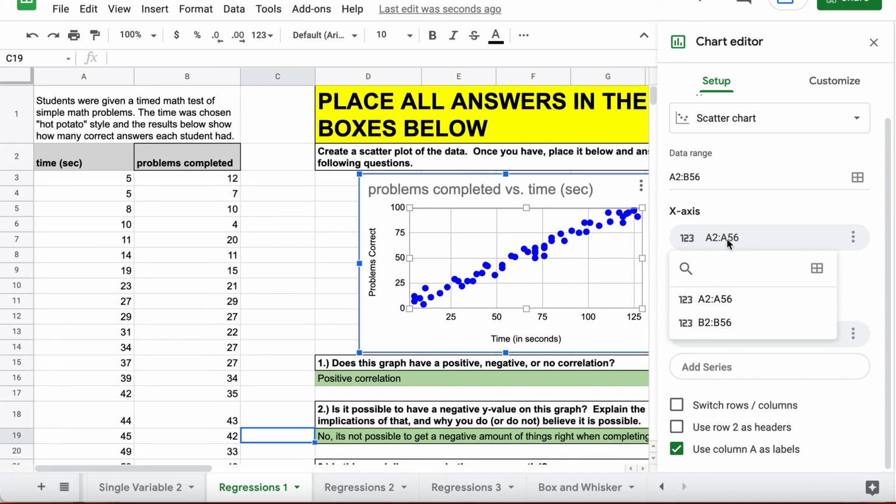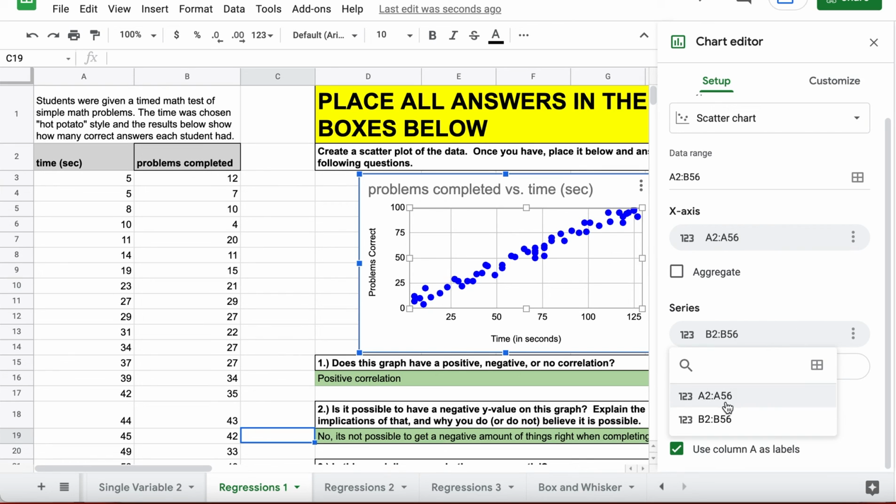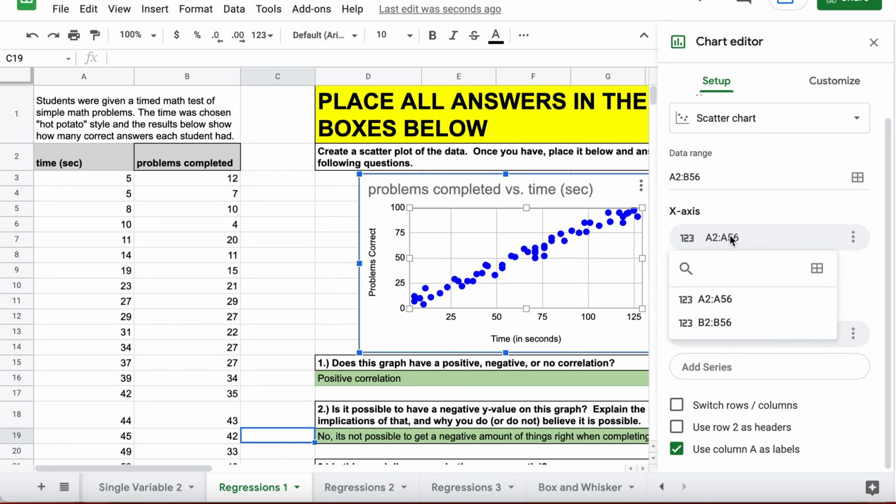So A2 to A56 is our problems, or our time. B2 to B56 is our problems completed. See, they're using the B and the numbers, the A and the numbers. So if I wanted to flip-flop, I could just change this so that B is up here and A is down here. So if you're unhappy with your X and Y axis, you can reorganize them by just switching which one is in each spot, the X-axis compared to the series or the Y-axis.